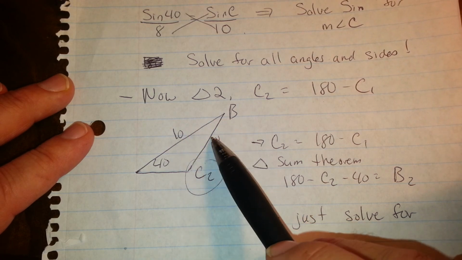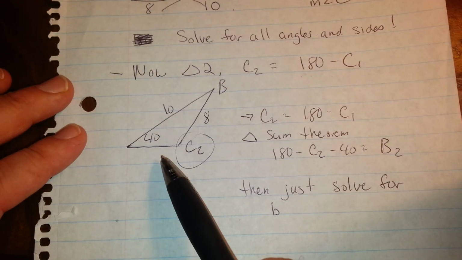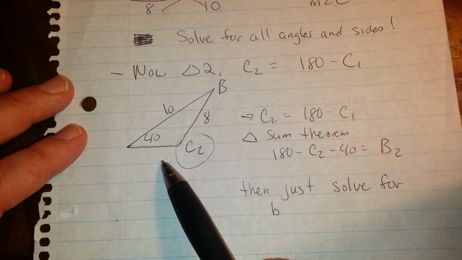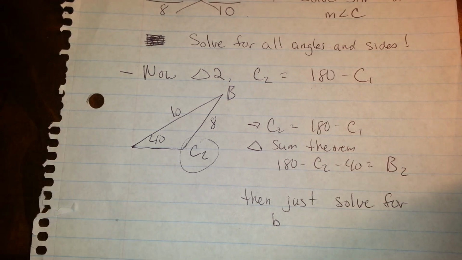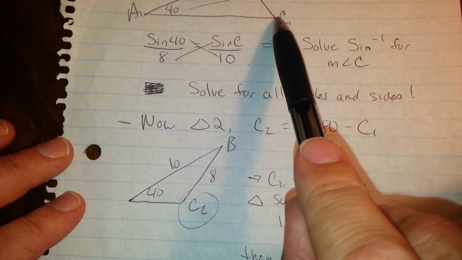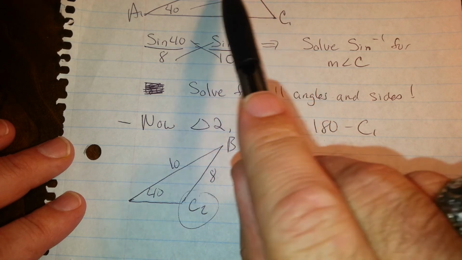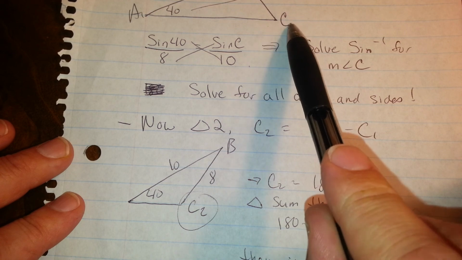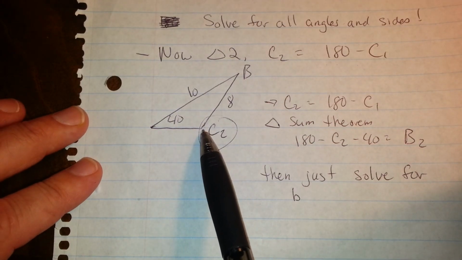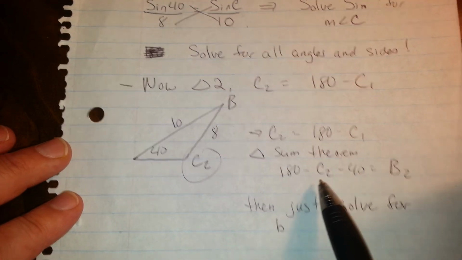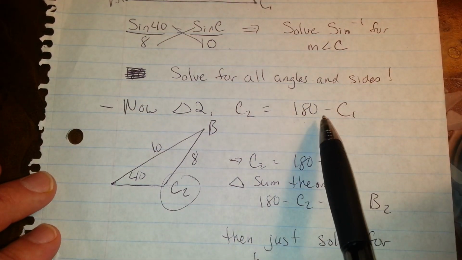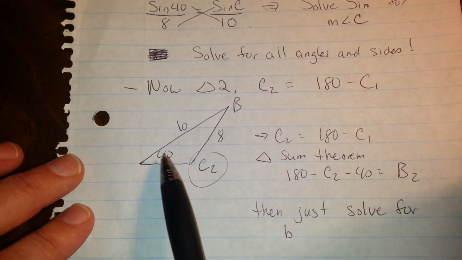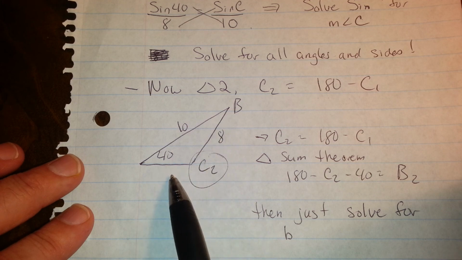We know both sides, and all we have to do is one cross product for little b, okay? All right, so that's kind of a review on if you have the two triangle situations. Solve for the first one, the acute triangle. Remember C1 on the second triangle that's obtuse. C2 is 180 minus C1. Figure out all three angles and solve for a side.